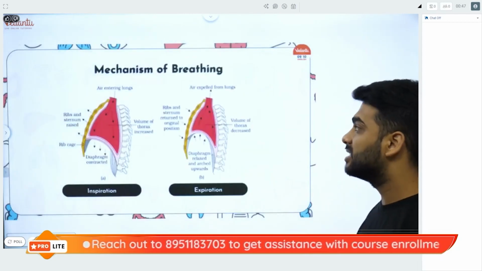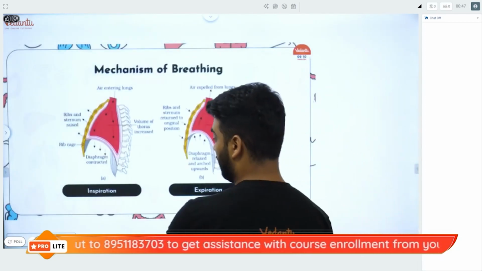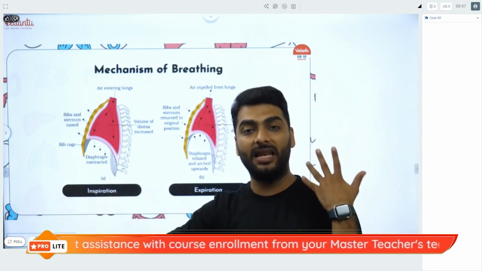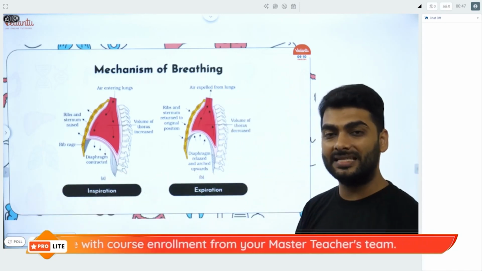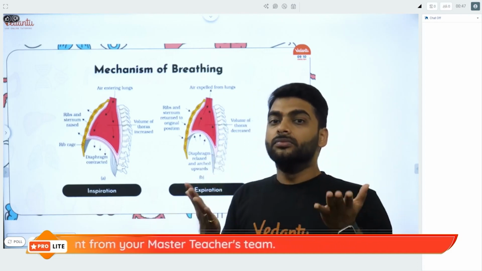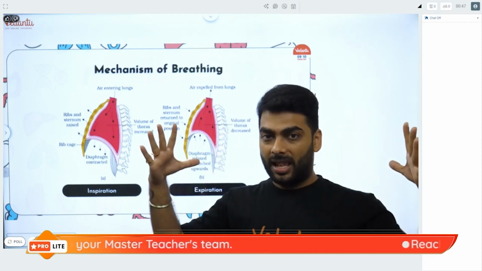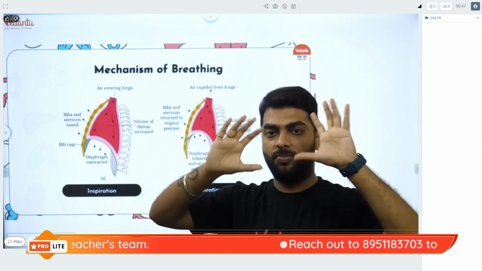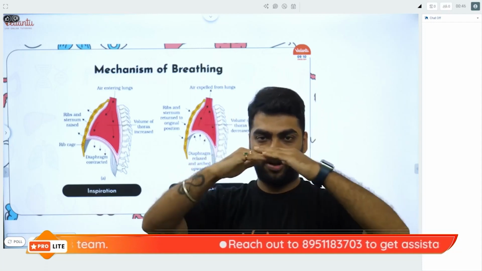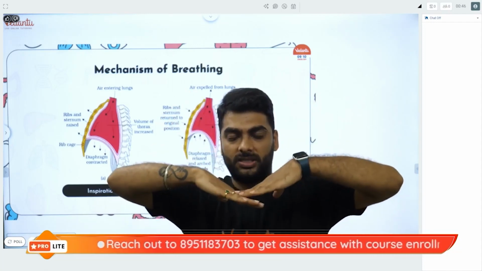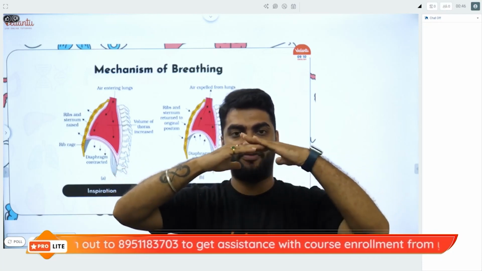Now, mechanism of breathing. So this is very, very important. Inspiration and expiration. Inspiration is inhalation. Expiration is exhalation. So when you take in the air, your lungs swell, your lungs balloon up, and the diaphragm moves down, because lungs and the diaphragm. So here is the diaphragm. When the lungs are full, the diaphragm automatically goes down, and when the lungs are empty, the diaphragm automatically comes up.